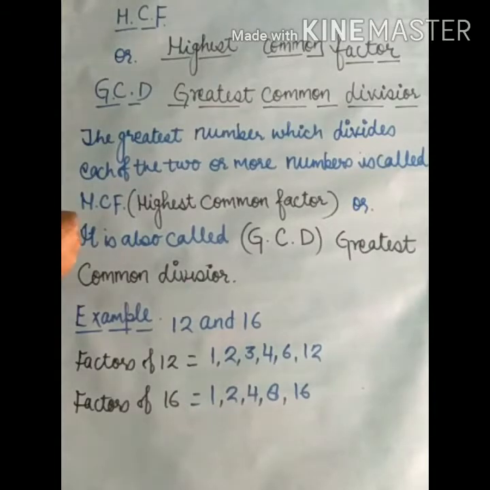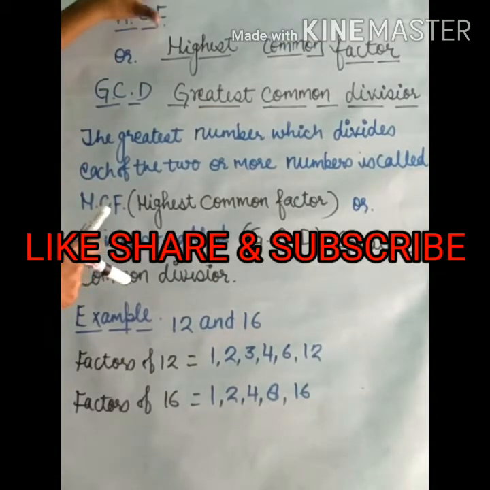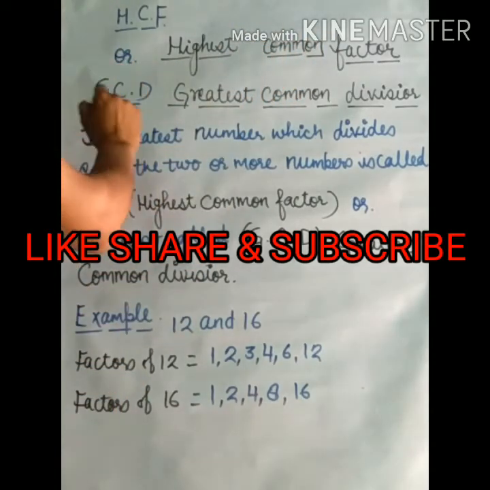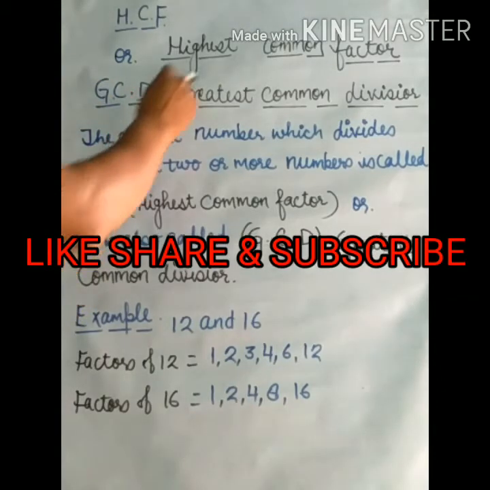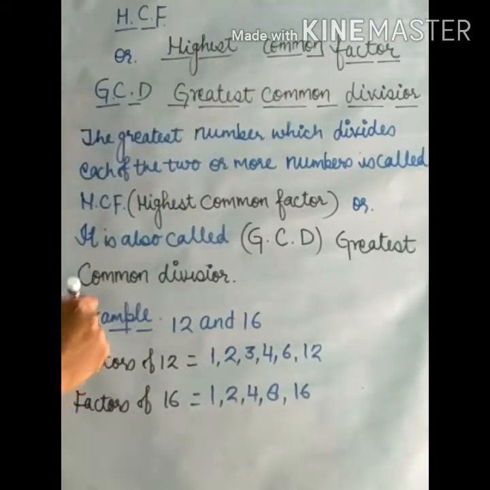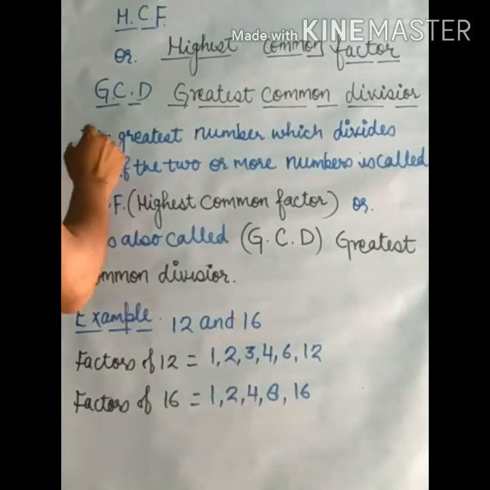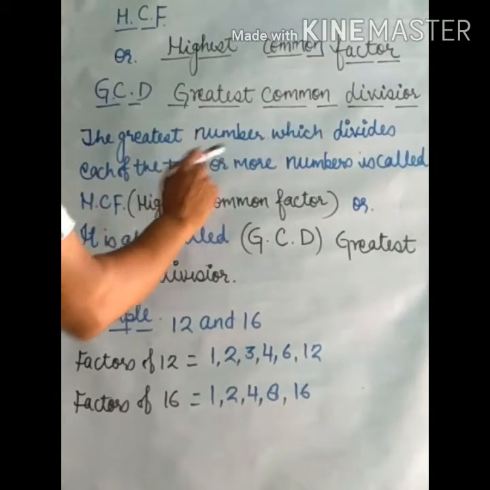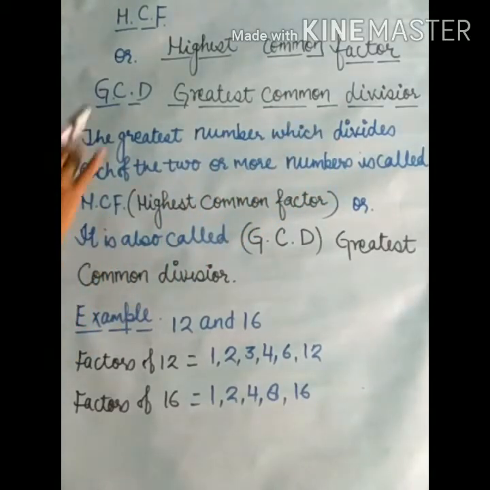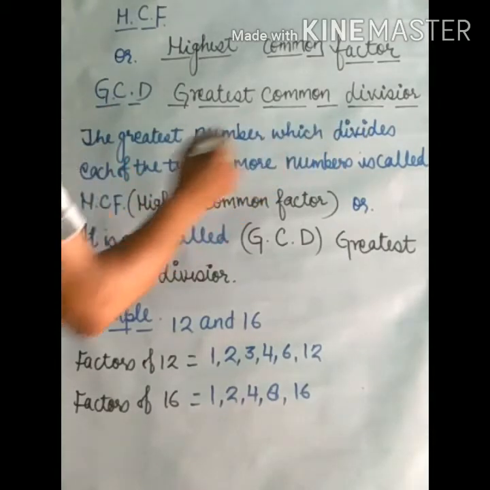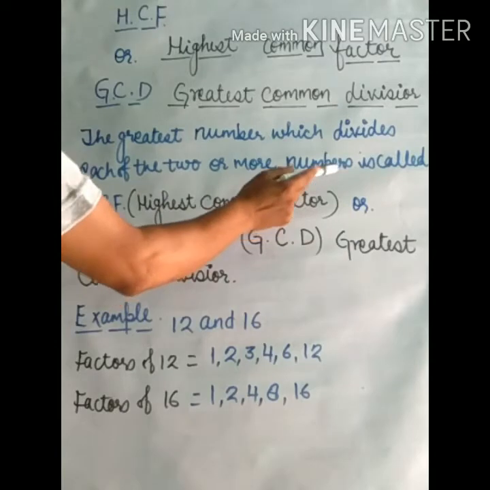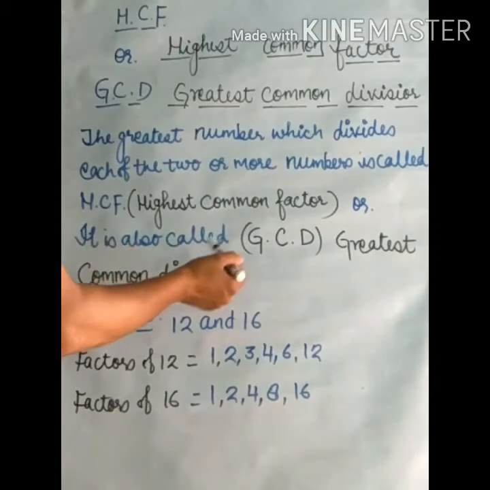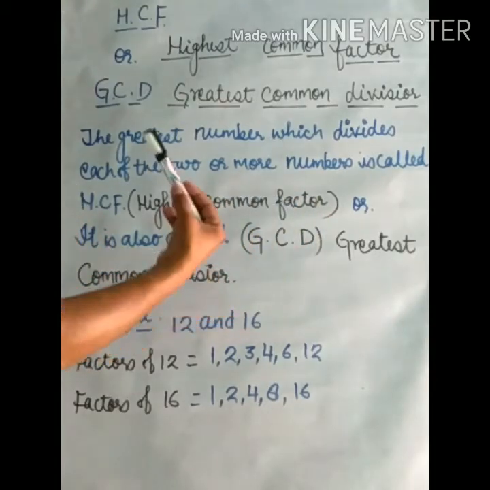HCF stands for highest common factor, or we can call it GCD, or greatest common divisor. It states that the greatest number which divides each of two or more numbers is called HCF. Once again, the greatest number which divides each of the two or more numbers is called HCF, the highest common factor, or GCD, the greatest common divisor.